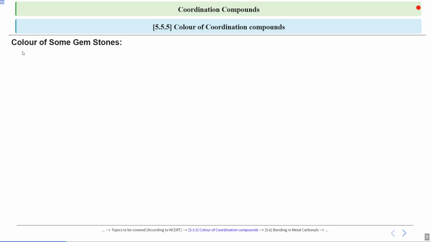So let's see the color of some compounds formed by coordination complexes, like some gemstones. First of all, let's cover ruby. Ruby is a gemstone. You have probably heard about it. Ruby is mainly aluminium oxide, Al2O3.